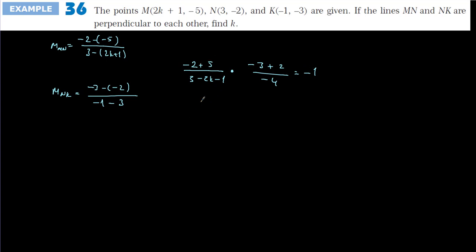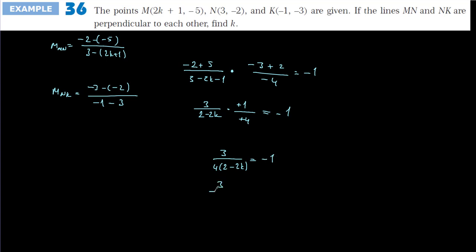Let's see this part. This is equal to 3 divided by 3 minus 1, which is 2, so 3 over 2 minus 2k, times minus 3 plus 2, which is minus 1, divided by minus 4, is equal to minus 1. Since both are negative, we divide negative by negative and the result is positive. So this part is equal to 3 divided by 4 times 2 minus 2k, which is equal to minus 1.